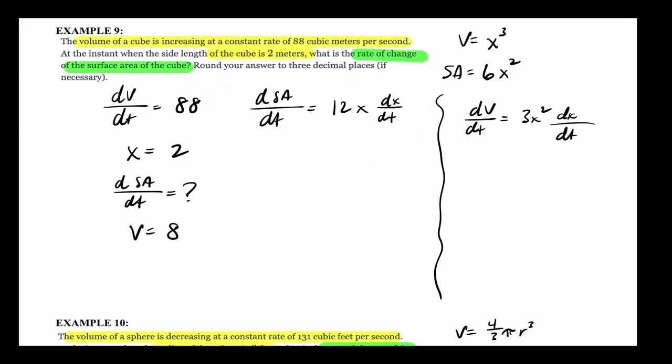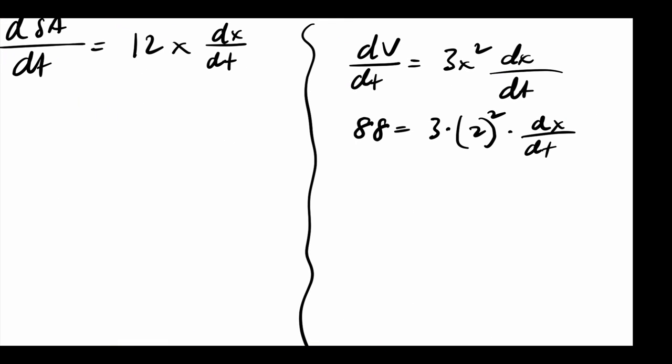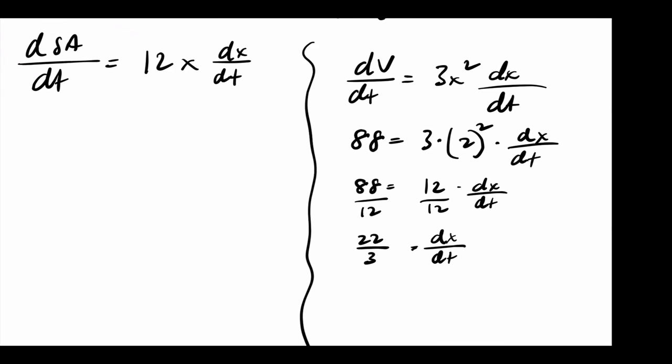Let's see. dV/dt I know is 88, equals 3 times x, which I know is 2 squared, times dx/dt, which is the one I don't know. So 88 equals 12 times dx/dt. Divide by 12. What is that? Divide by 4. 22 over 3, 22 thirds.